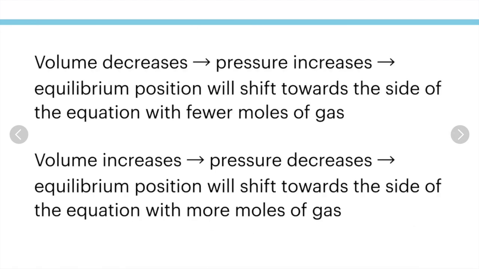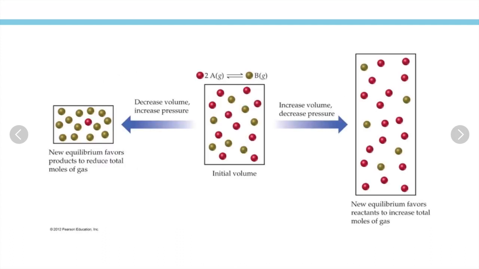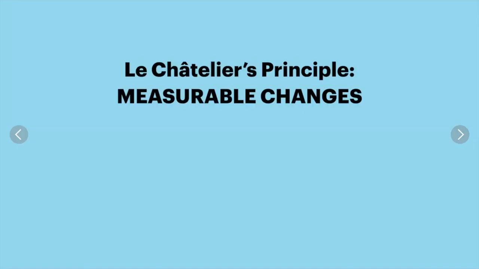Here's a summary of how a system will react to changes in volume. So the volume decreases, the pressure will increase, and the equilibrium position will shift towards the side of the equation with fewer moles of gas. And the opposite is also true. Here's a nice diagram from the textbook that shows how this can go both ways. So for this reaction, when volume is decreased, there's a shift towards the products. And when volume is increased, the pressure is decreased, and to counteract that, the new equilibrium favors the reactants to produce more moles of gas.